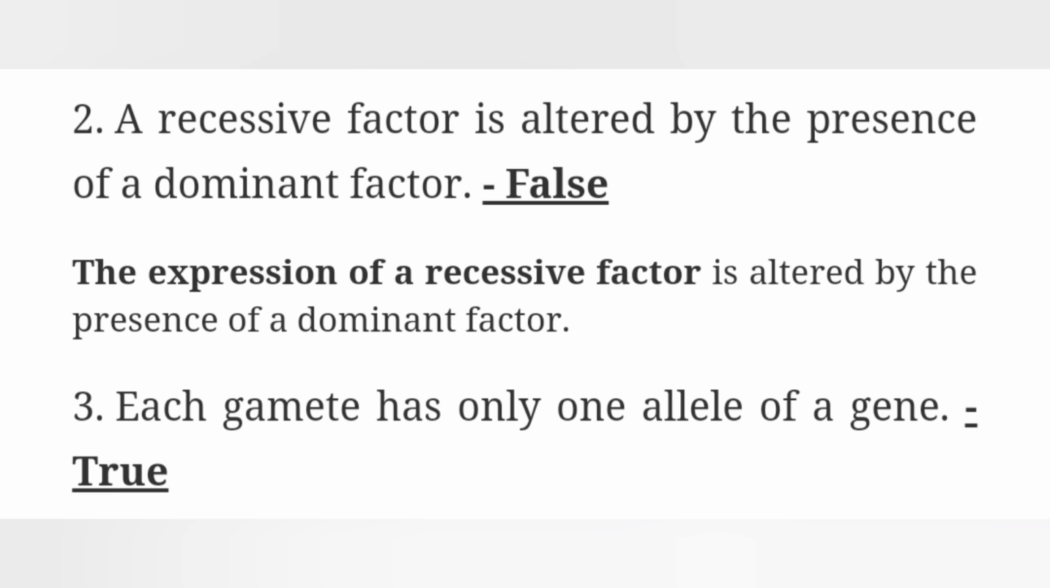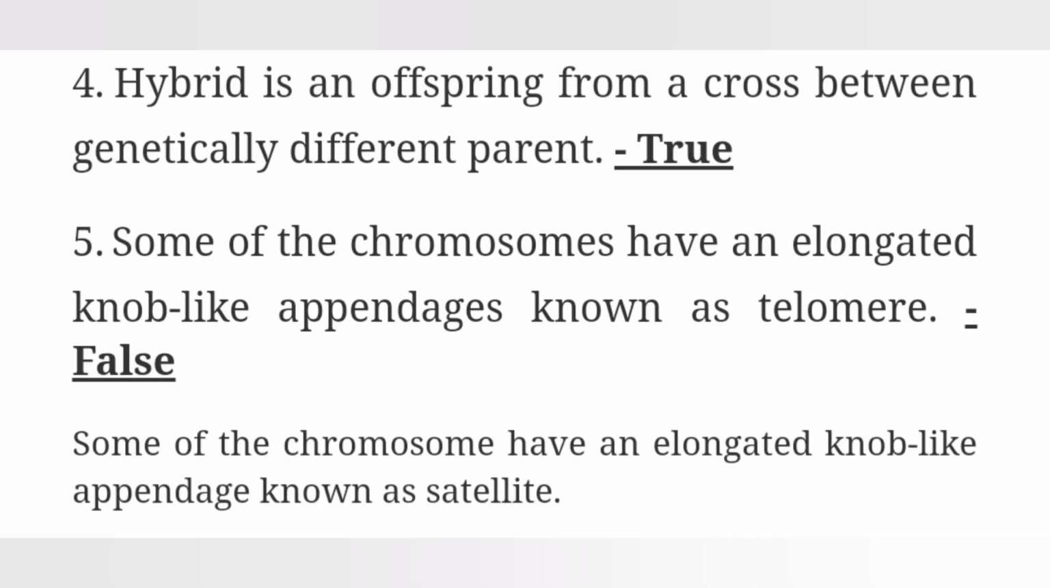Third one, each gamete has only one allele of a gene. The statement is true. Fourth one, hybrid is an offspring from a cross between genetically different parents. The statement is true. Fifth one, some of the chromosomes have an elongated knob-like appendage known as telomere. The statement is false. The correct statement, some of the chromosomes have an elongated knob-like appendage known as satellite.